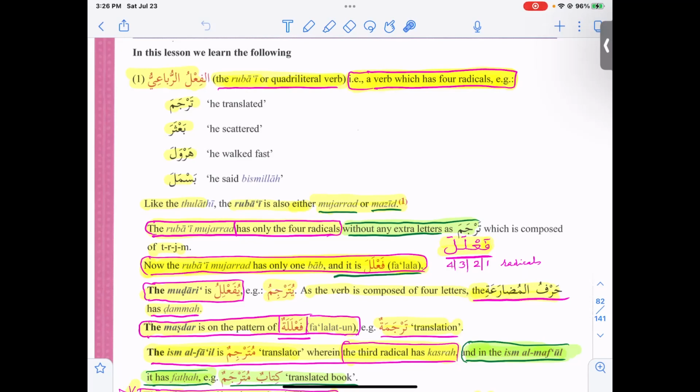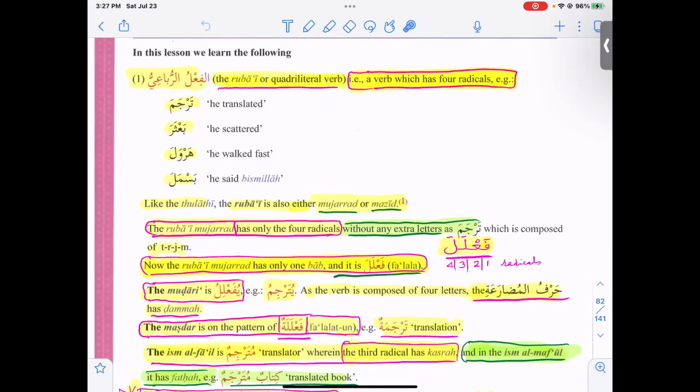Very interesting. You will love it, inshallah. Now the rubai mujarrad has only one bab. It's only one bab. The fel sulasi has got six babs, you know. Fatuhu dammin, like that. Fatuhu kasrin. Fatahatani, like that. Now, the rubai mujarrad has only one bab and it is Fa'alala. That's all.